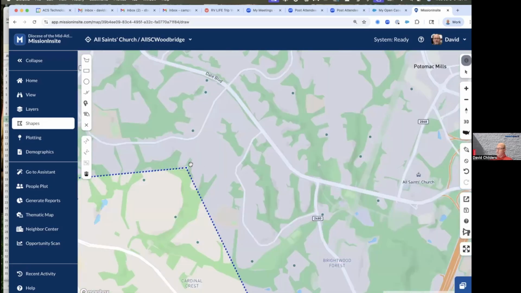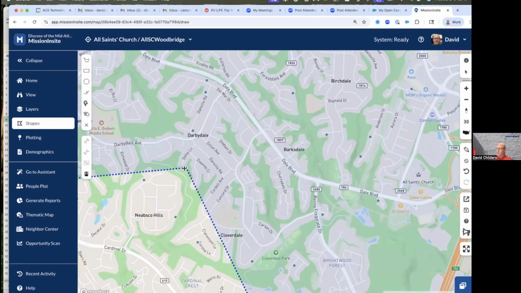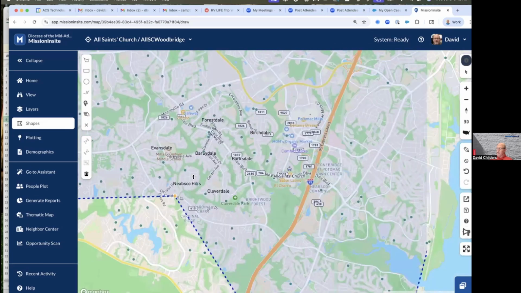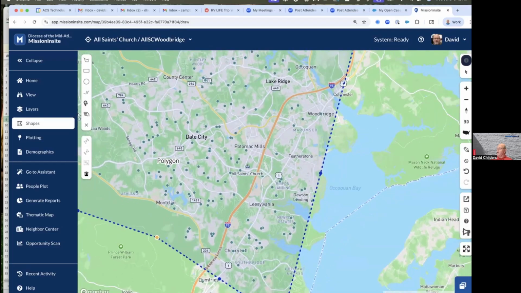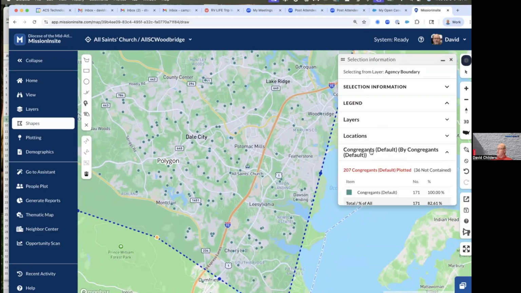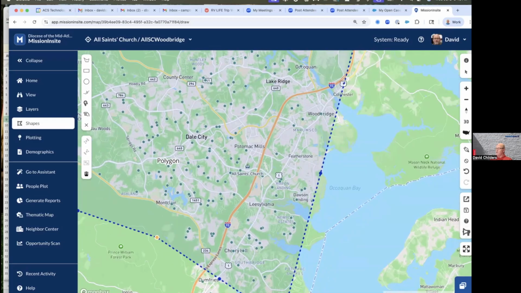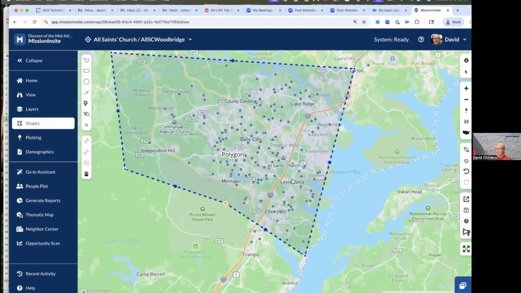Zoom in so I don't get people there. I get the data point. And so now then again, I can zoom back out and I can change my polygon. So now if I go look at the selection information, you'll now notice that I've actually brought in 82% of the congregants, the parishioners, in this shape. That's good enough for our purposes of conversation today.